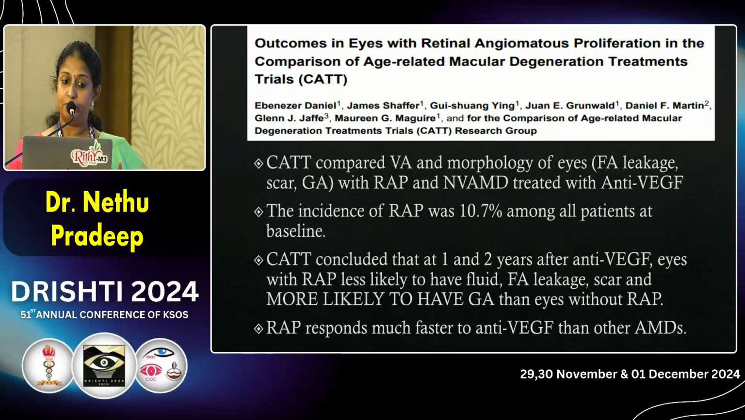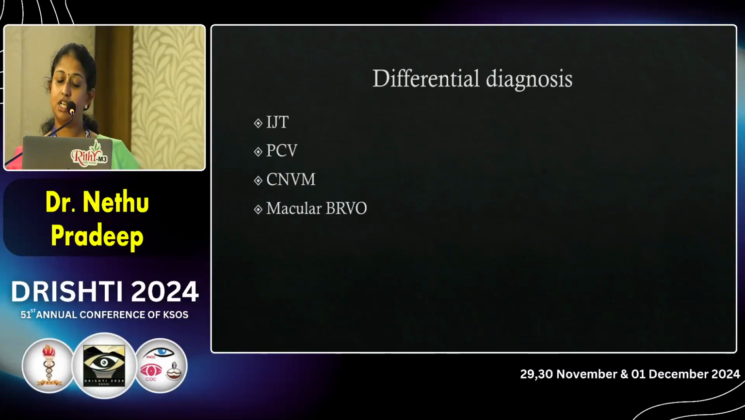Going to one of the major trials, which is the CAT trial. The CAT trial in RAP says that the incidence of RAP was around 10.7% in the normal population, and that at 1 and 2 years after anti-VEGFs, the outcome is really good, and RAP responds much faster to anti-VEGF than other forms of AMD. Differential diagnosis includes IPT, PCV, CNVM, and macular BRVO.